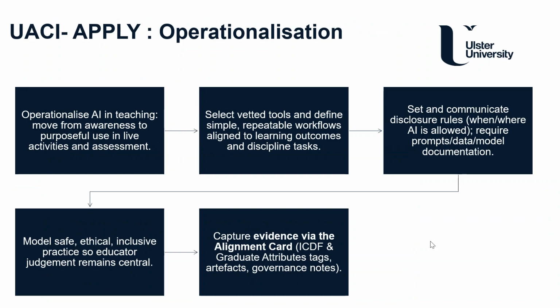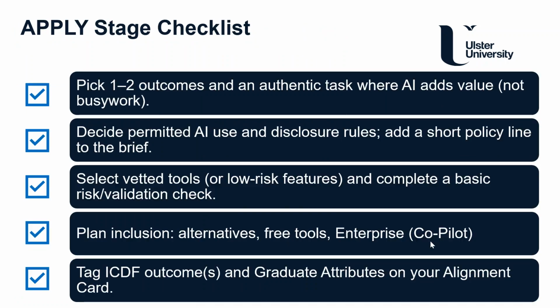You can set and communicate disclosure rules, when and where AI is allowed, and require prompts, data and model documentation to be considered in your outputs. And I suppose, again, modeling safe, ethical, and inclusive practice so your educator judgment remains central. And ultimately, we'd like to capture some evidence via the alignment card, which I'll show you in a minute, in terms of how it links to graduate attributes, how we tag artifacts, and how governance notes are maintained.